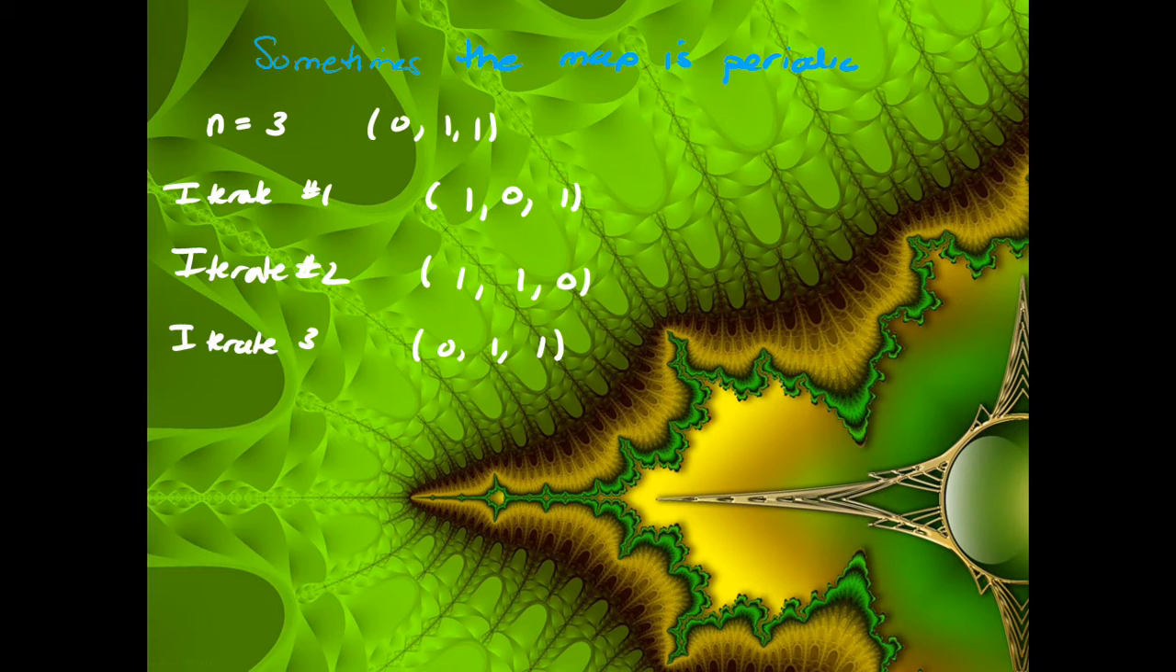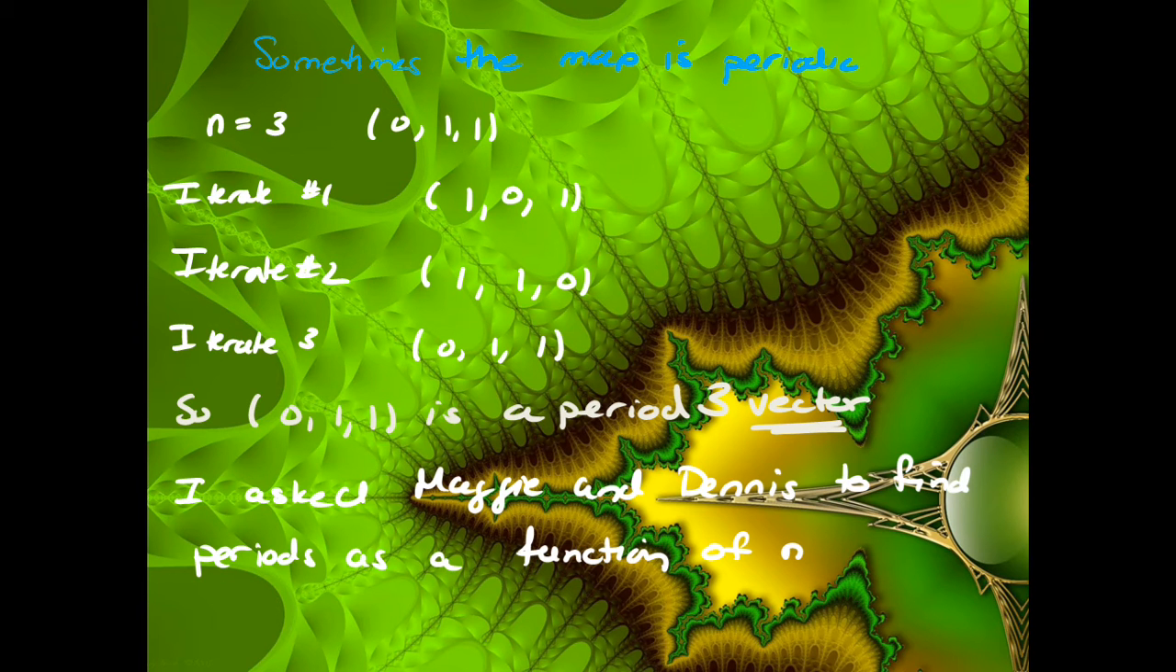For example, if I have n equals 3 and I iterate once under the Ducci map, I have 0 minus 1 is 1, 1 minus 1 is 0, and 1 minus 0 is 1. So I get 1, 0, 1. Iterate number 2 gives me 1, 1, 0. And iterate number 3 gave me right back to my initial condition, 0, 1, 1. So I have a period 3 orbit. It's a period 3 vector.